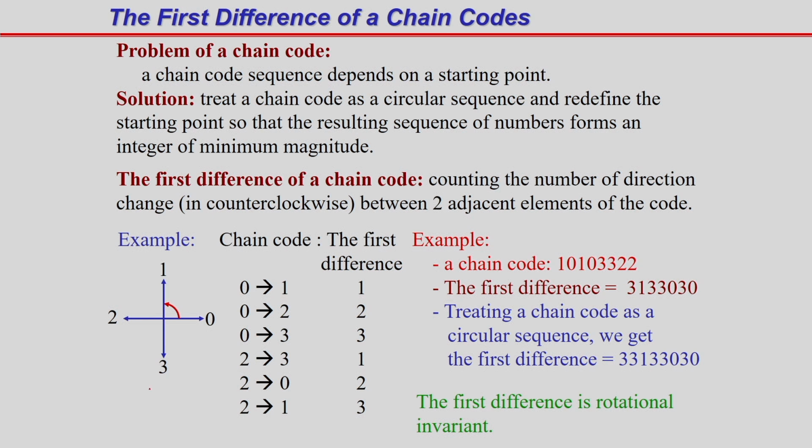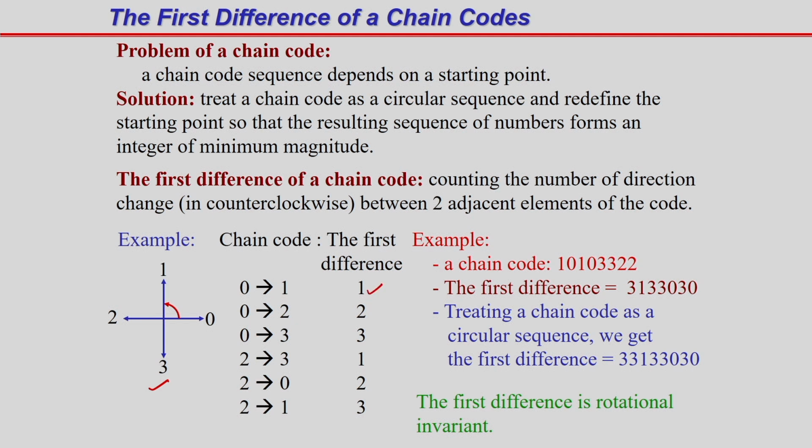So here in this case I am considering the 4 directional chain code and how to determine the first difference. The first difference is determined like this: counting the number of direction changes in the anti-clockwise direction, that is the counterclockwise direction, between two adjacent elements of the code. Suppose in this example I am considering the transition from 0 to 1.